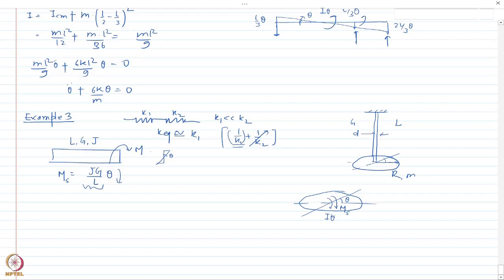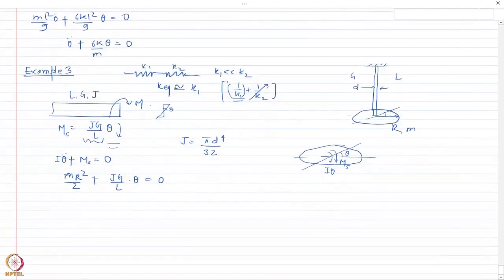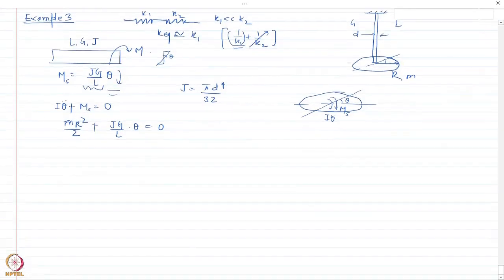Okay, so if I take moment of all the forces about the center, I can write it as I theta double dot plus Ms, that should be equal to zero, and I know that my Ms is this. So I write it as mr square by 2, plus JG by L times theta, that should be equal to 0. And if you remember, the polar moment of inertia of a shaft is given by the formula pi d4 by 32, so that you can use here. Alright, so this was our third example.